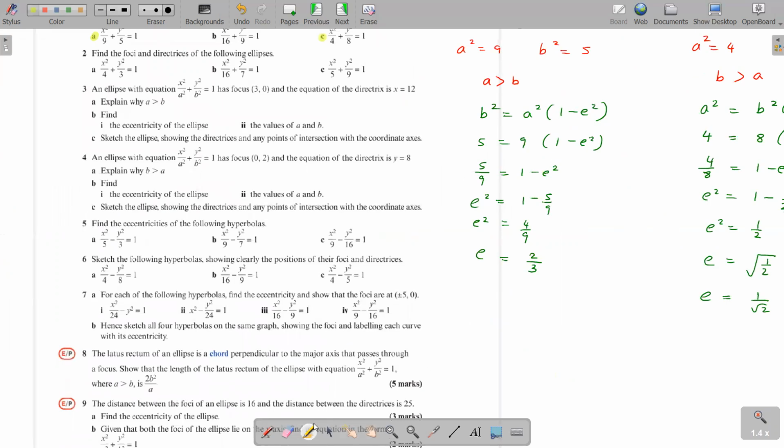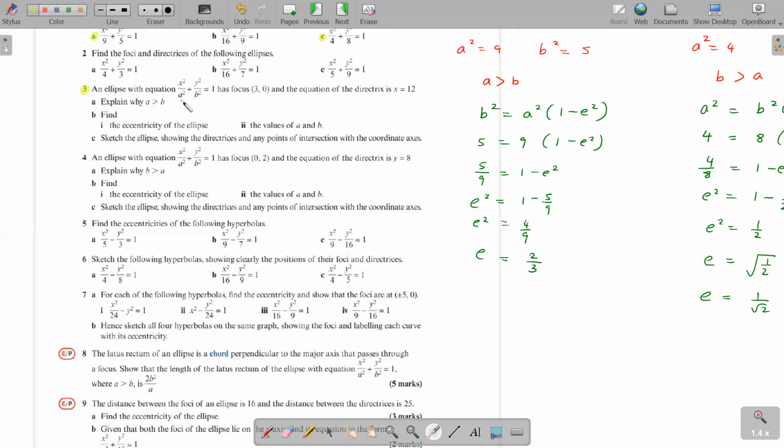Question number 3. An ellipse with equation x squared over a squared plus y squared over b squared equals 1 has focus (3, 0) and the equation of the directrix is x equals 12. Explain why a is greater than b. So why do you think a is greater than b?